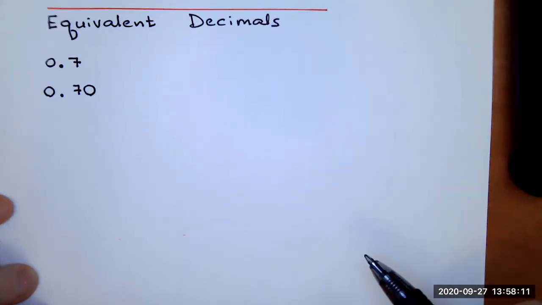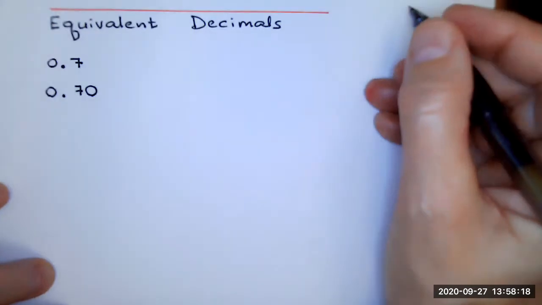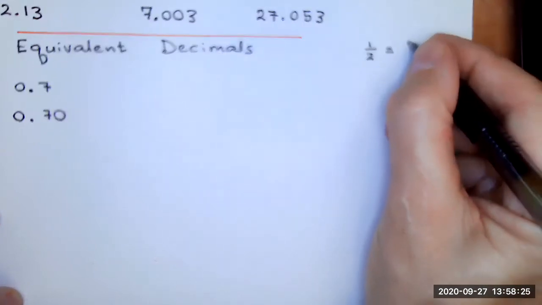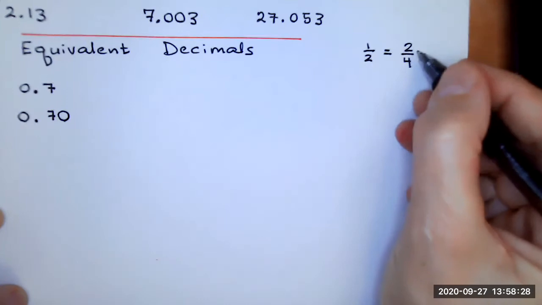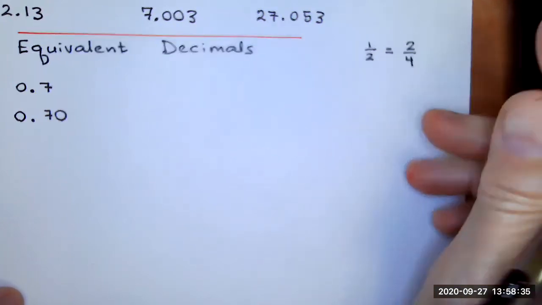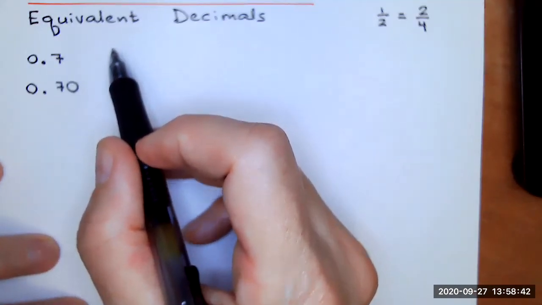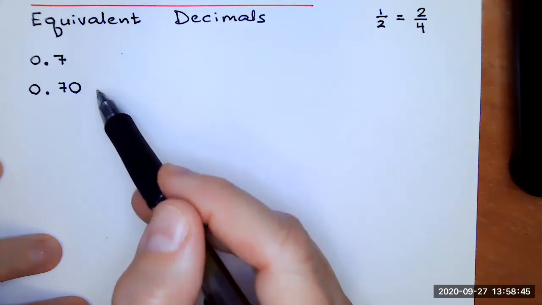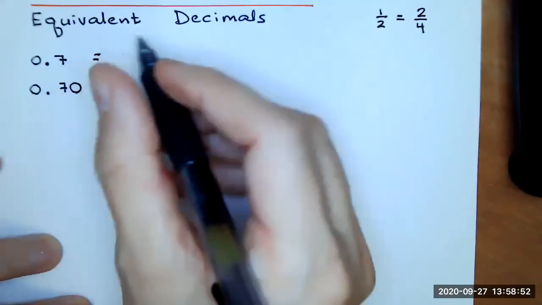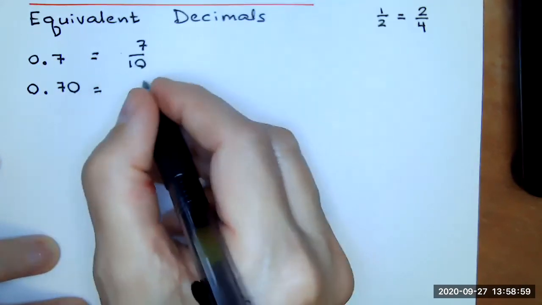All right, before we add or subtract decimals, we need to talk about equivalent decimals. You probably remember when we talked about fractions, we had equivalent fractions. So if you ate a half of a pizza, that's the same as eating 2/4 of a pizza. So equivalent fractions represent the same quantity. Well, equivalent decimals represent the same quantity as well. So is 0.7 the same thing as 0.70? Let's write both of those as a fraction. This is 7/10. And this is 70 over 100.